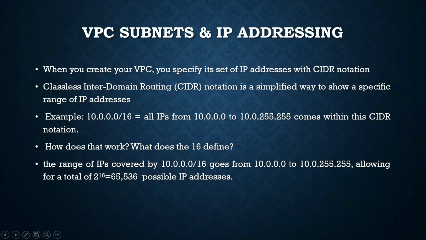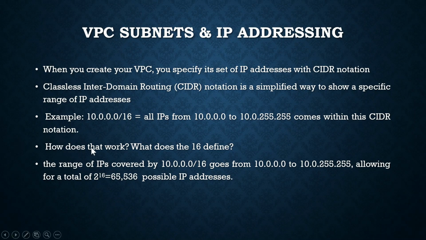Let's see what is VPC subnets and the IP addressing. When you create your VPC, you specify its set of IP addresses within the CIDR notation. CIDR stands for Classless Inter-Domain Routing. Notation is a simplified way to show a specific range of IP addresses. For example, 10.0.0.0/16. That means all the IP addresses from 10.0.0.0 to 10.0.255.255 come within this CIDR notation.